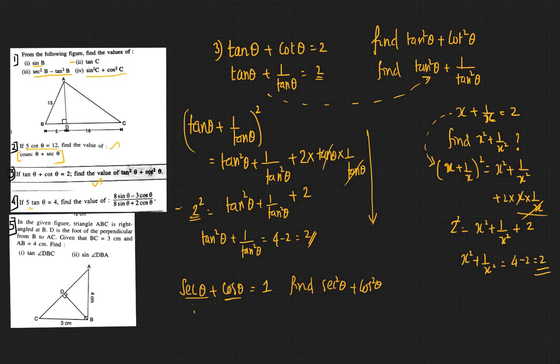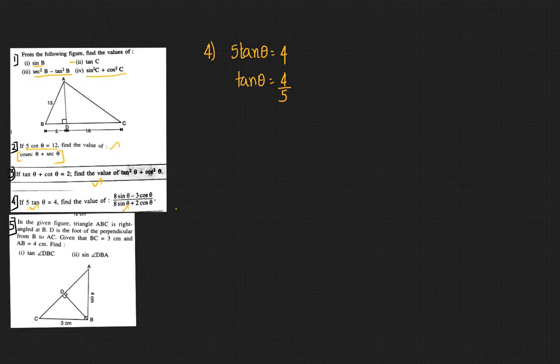All right, so here is the next question. Given that 5 tan theta is 4, you have to find the value of 8 sin theta minus 3 cos theta and so on. So this can be done in two different ways. So let's first try the simple way by drawing the triangle and finding the value of sine and cos. So here we have tan theta is 4 by 5.